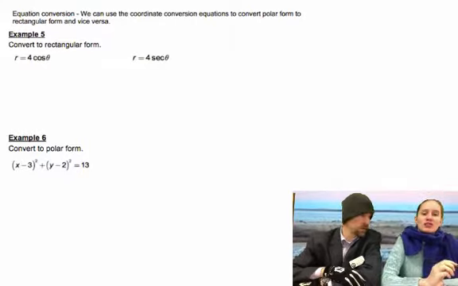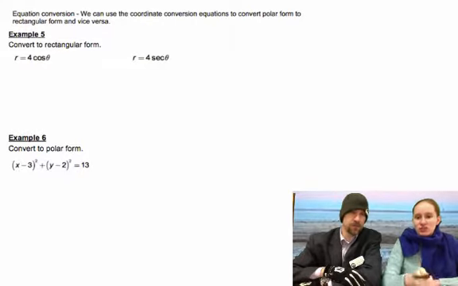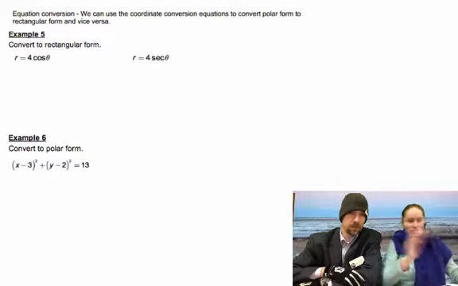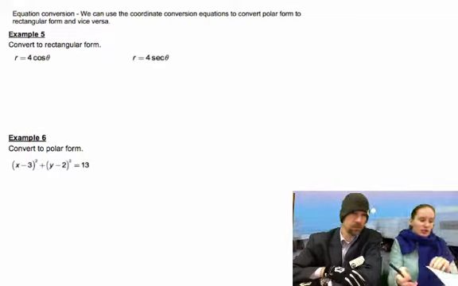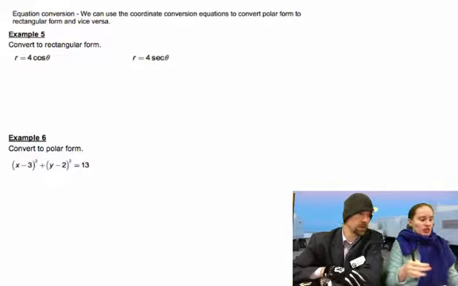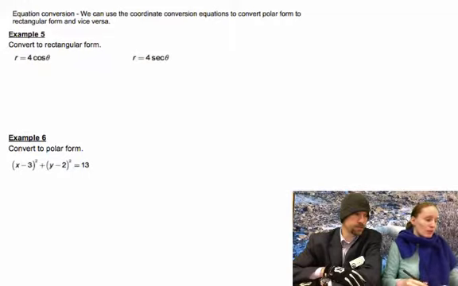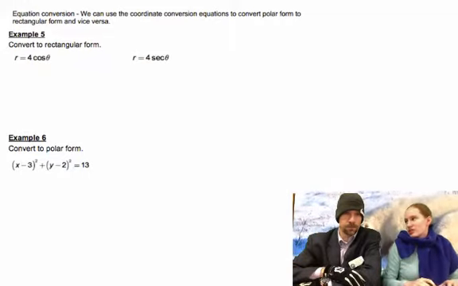All right, equation conversion. We're going to use the things that were on the previous slide, so you may have to turn the page on your notes, or write them on the second page, something like that. We're going to convert to rectangular form. I like a little bit of artistry to this.